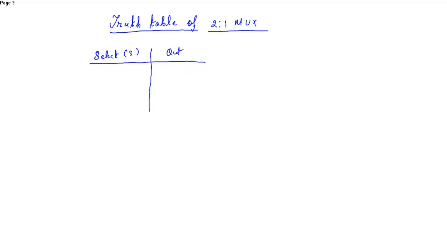Okay, so when select is 0, then output is I1. Select is 1, output is I0. We have to check whether the truth table is correct or not. This I1 and I0 is a 1-bit value, so it can be either 0 or 1.